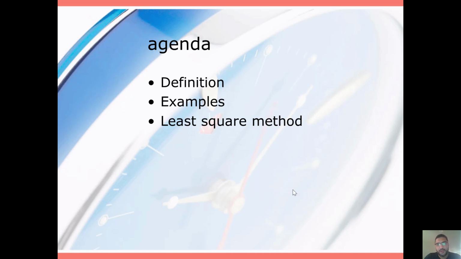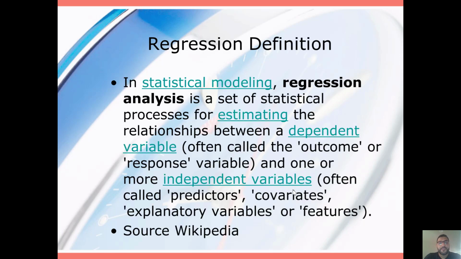and we will go through how to implement or deduct the model. So basically, in statistical modeling, regression analysis is a set of statistical processes for estimating the relationship between a dependent variable, which we often call the outcome or response variable, and one or more independent variables, often called predictors, covariates, explanatory variables, or features.